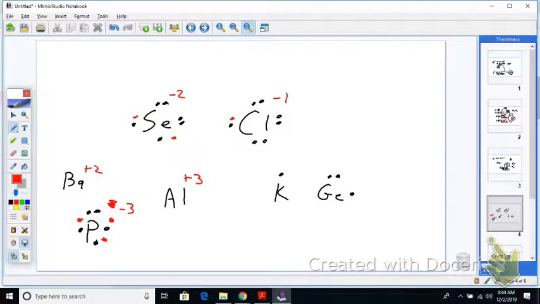And then the last 2: potassium would lose 1, so plus 1. And then these would lose, right? And what charge is germanium? +3. Plus 3. Okay. All right.